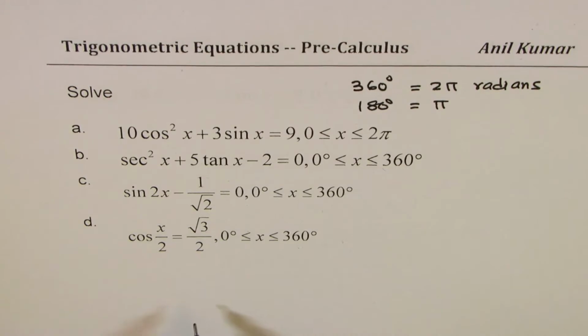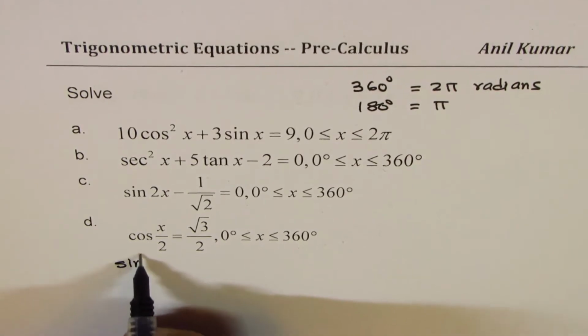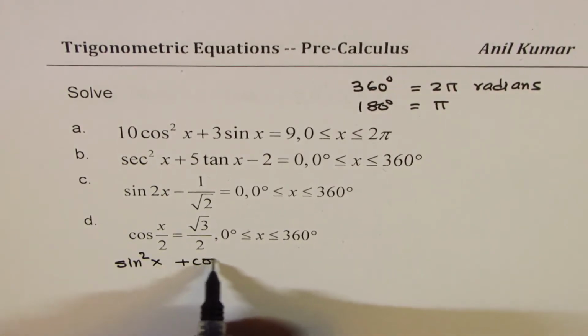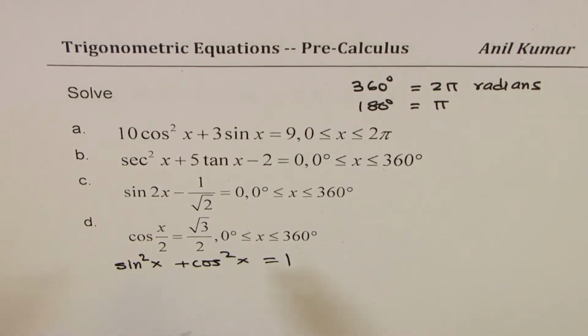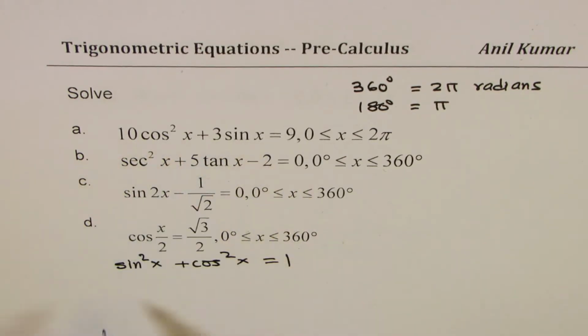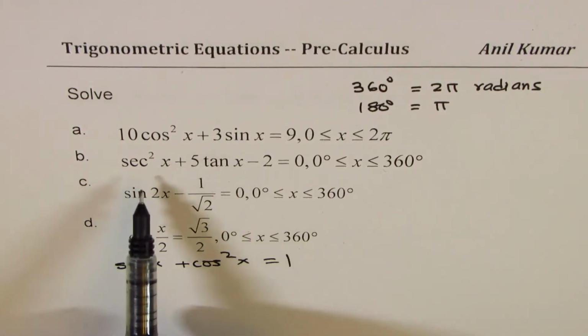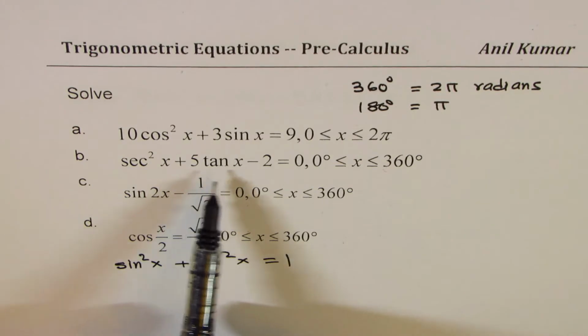Now, while solving these equations, we are going to use trigonometric identities. One of them is sin square x plus cos square x equals 1. So that will help us to write the first equation in terms of sine. It becomes a quadratic equation to solve. The second one, which we are going to use, is to work with secant square x and tan, right? So we'll see how to do that particular question.